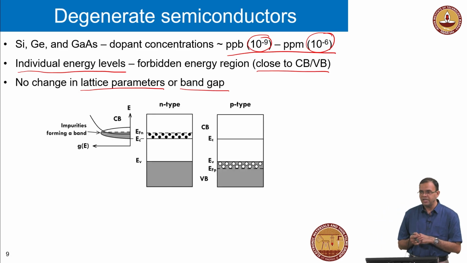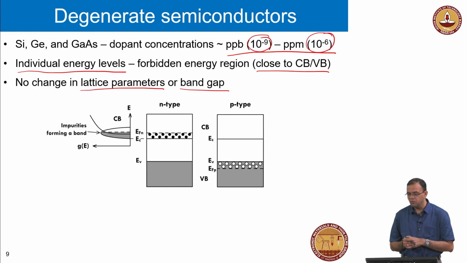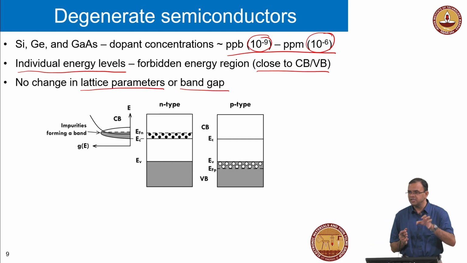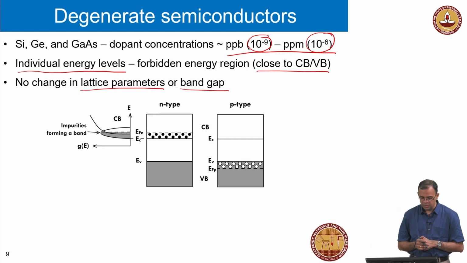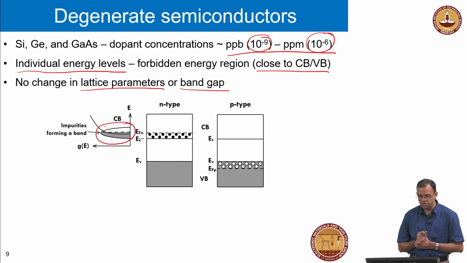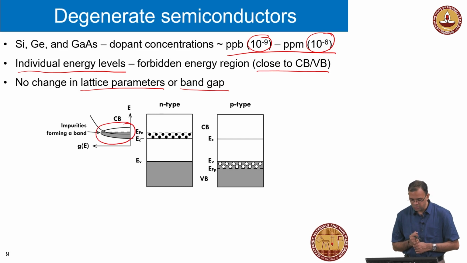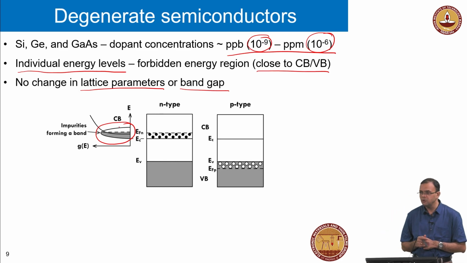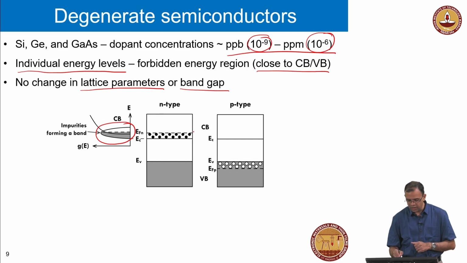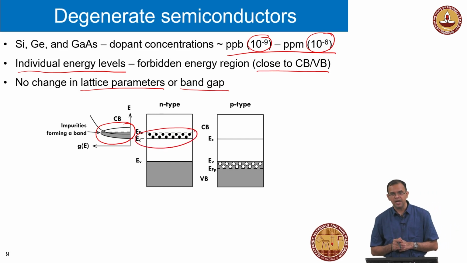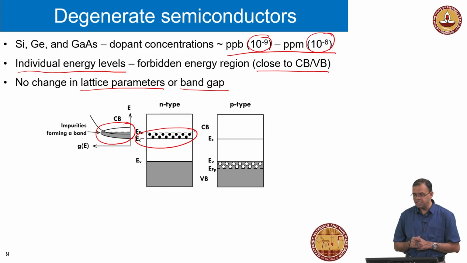Now if I keep on increasing the dopant concentrations, if I move beyond this limit, ultimately these individual energy states will come together to form a band. So here in this case, at higher impurity concentrations, the impurities come together to form a band, and if this band is located close to the conduction band, I would have an overlap of the impurities and the conduction band, and that will give me a degenerate n-type semiconductor.